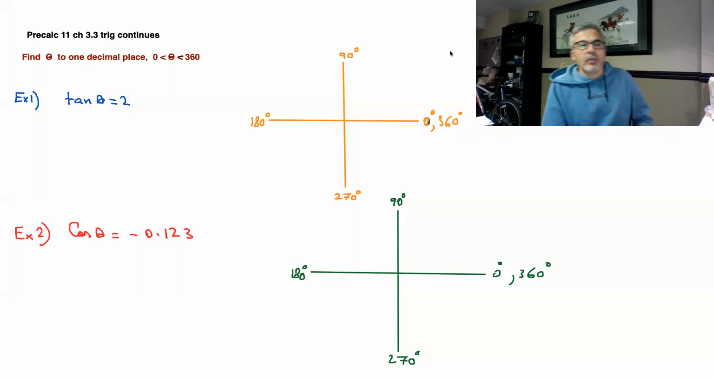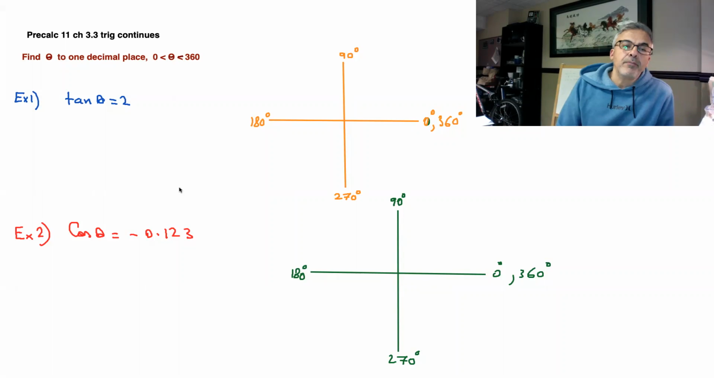We will continue with defining angles in standard position. This time, we're not dealing with exact values with the special angle triangles. Tan theta equals 2. That's not the special angle triangle. Those two triangles that I gave you, we don't have any angle that has a tan of 2. So here, we have to resort to the calculator.